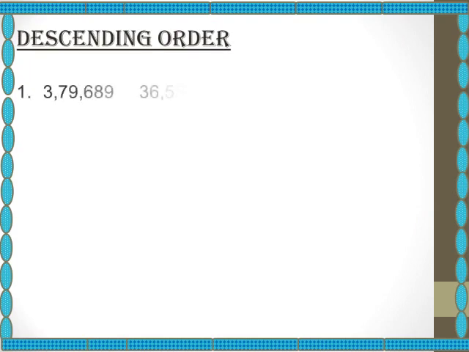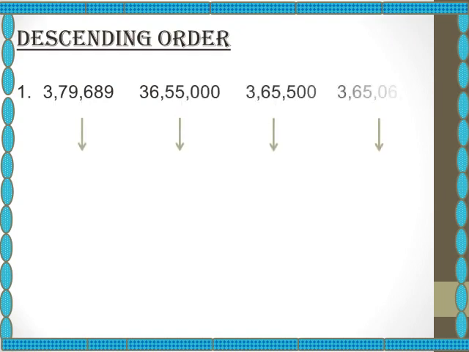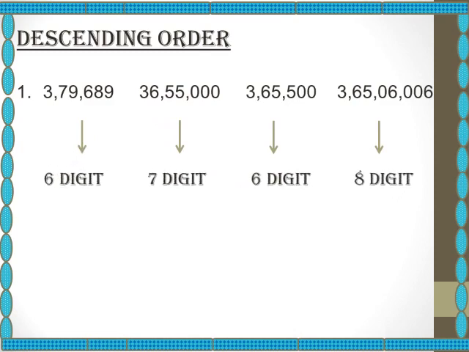3,79,689, 36,55,000, 3,65,500, 3 crore 65 lakh 6,006. To arrange in descending order, we should arrange the numbers from big to small. First, we will check for the number of digits. The first number has 6 digits, the second number has 7 digits, the third number has 6 digits, the fourth number has 8 digits. Now we will arrange the numbers in descending order.